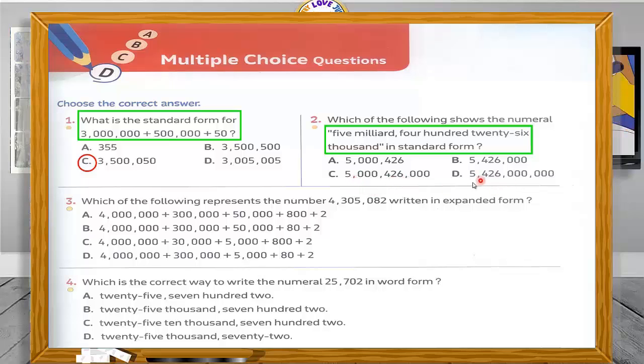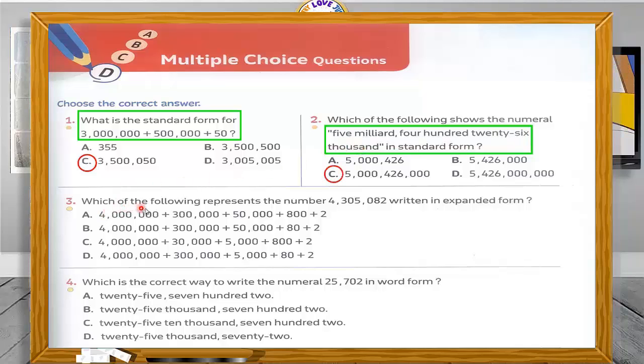5,426,000,000. Which one is right? Read again. 5,426,000,000. So C is the right answer.